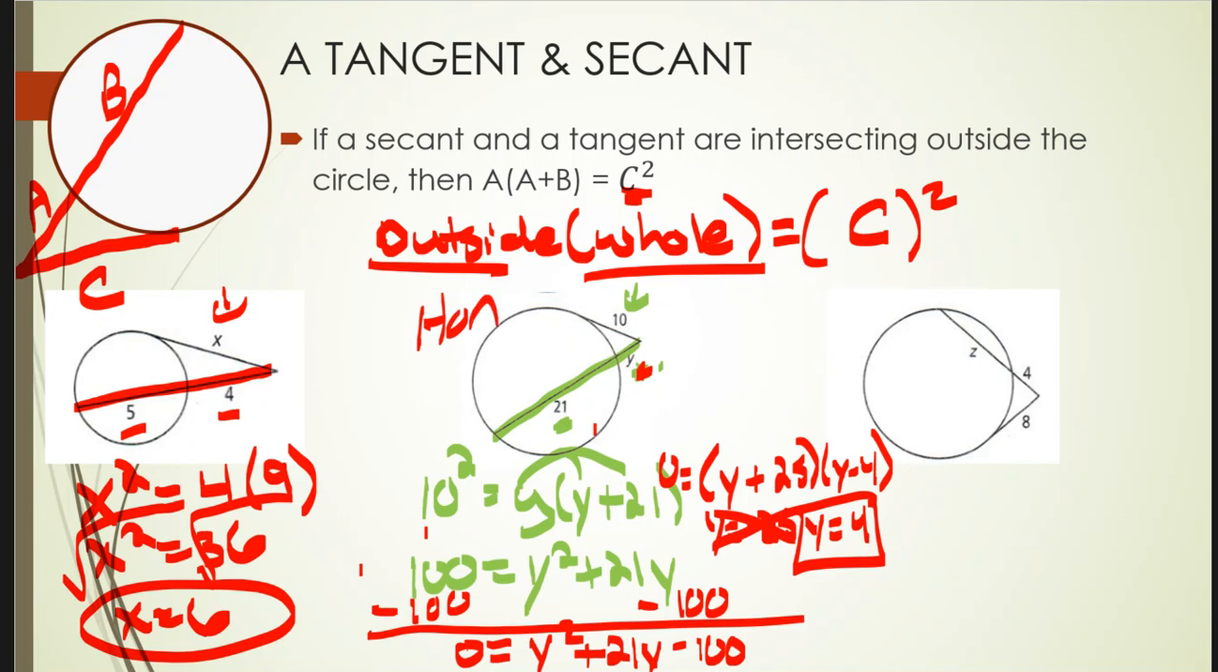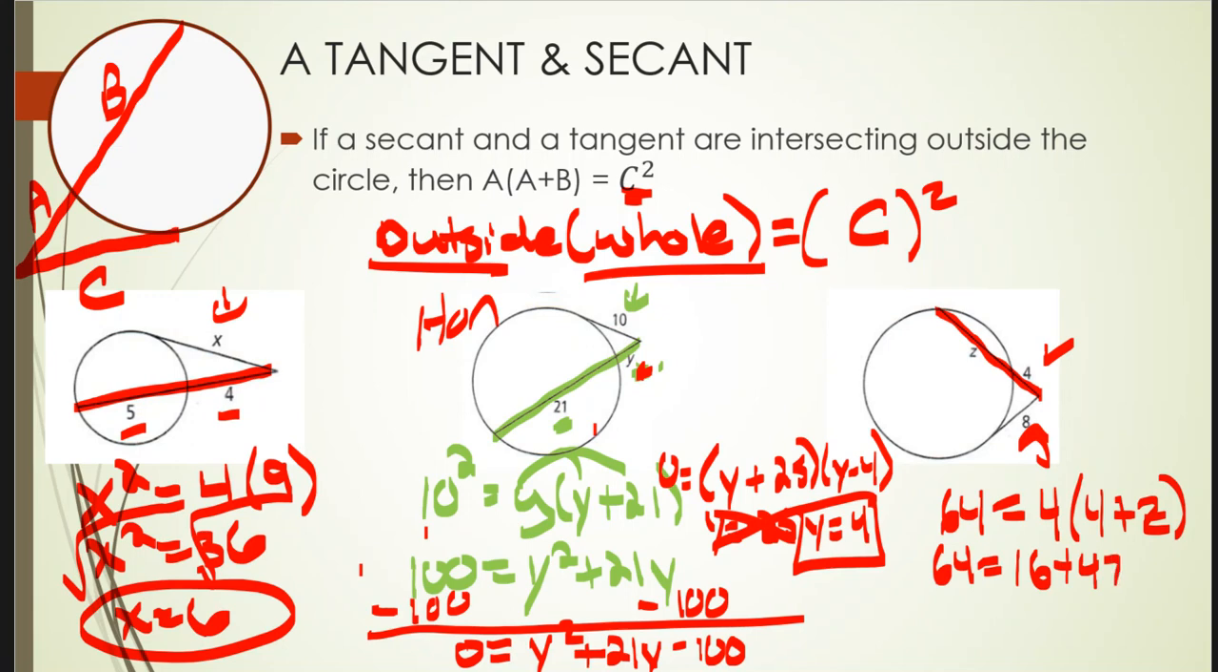And then the last problem here, it doesn't matter which you put first. I tend to put the tangent first. So we'll do 8 squared here, which is 64, equals the outside, which is 4, times the whole. So this time it's going to be 4 plus z. So it'll be 64 equals 16 plus 4z, distributing. When we subtract the 16, 48 equals 4z, and therefore you're going to get 12.